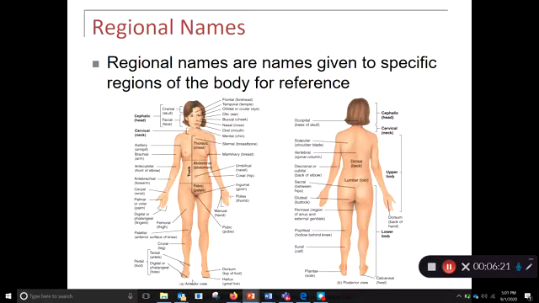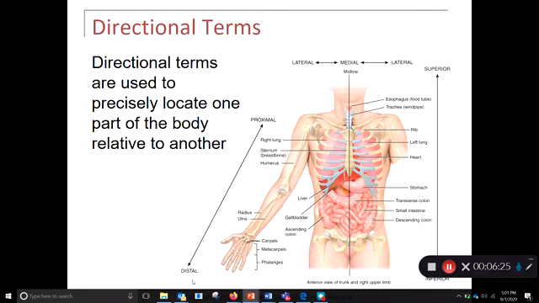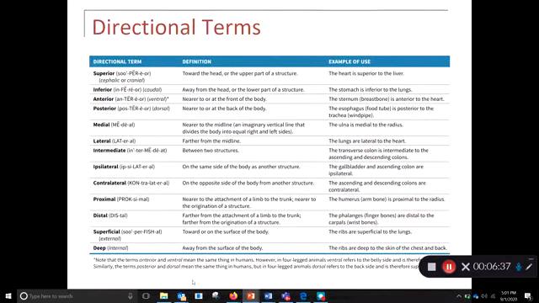So those are the major regional areas that you should really care about. For now. You also have directional terms. These ones kind of cover most of them quite nicely. Here's the list that you really do need to know. I know it's a lot of terms, but you'll thank me later because you're going to use these a lot.